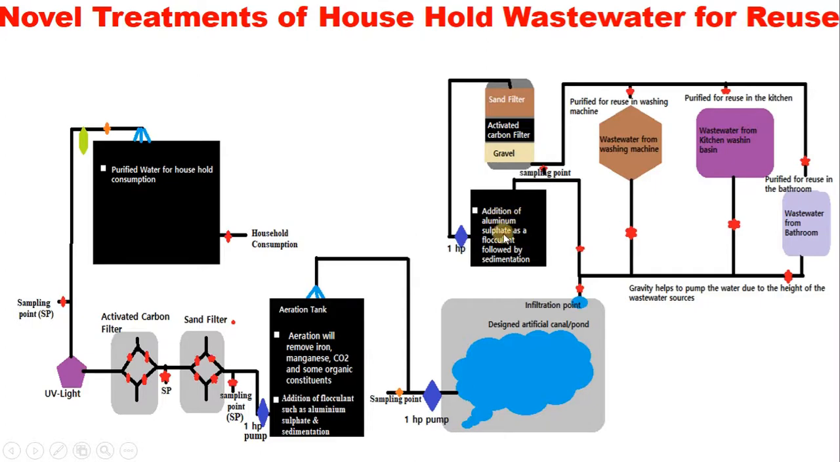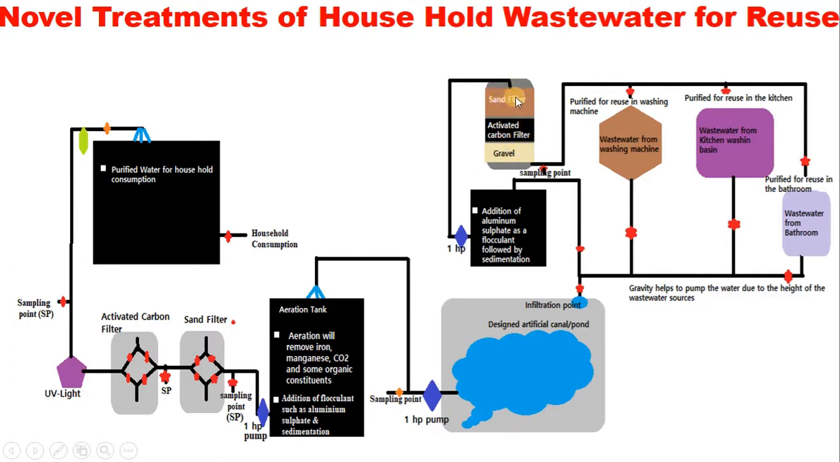Then addition of flocculants at this point, such as aluminum sulfate, will help to assemble the detergent that has been used in washing. After the aluminum sulfate, flocculation will take place, followed by sedimentation. The sedimentation will sediment all the assembled flocs within the base. Thereafter, a 1 horsepower pump will push the water to this single filter that is partitioned into 3.